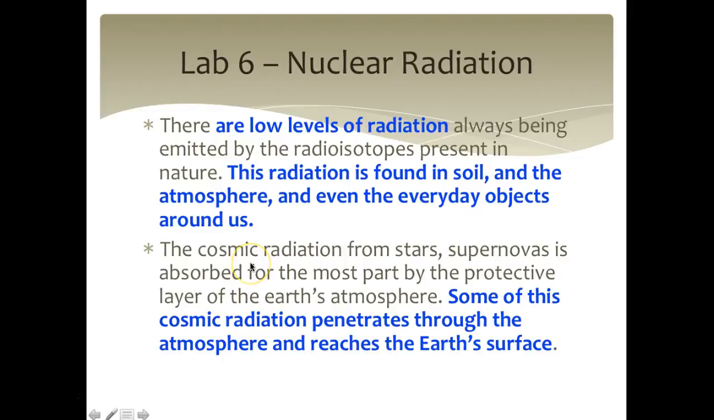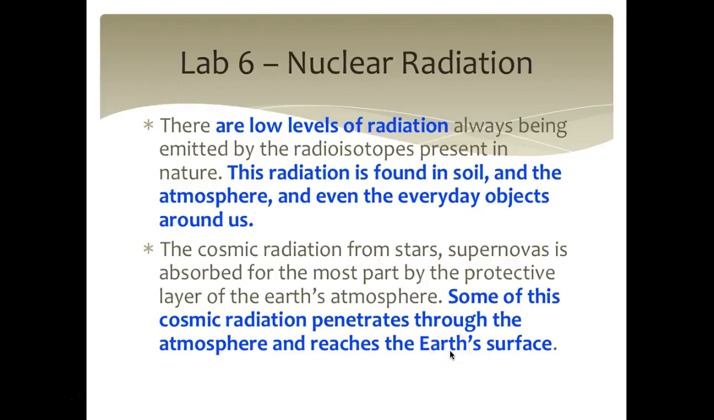The highest amount of radiation actually comes from the stars and the supernovas, etc. They're called cosmic radiation. All right, and the sun too. There's a lot of radiation being emitted, especially all those UV rays coming from the sun. So some of this cosmic radiation is penetrating the atmosphere and reaching the Earth's surface.